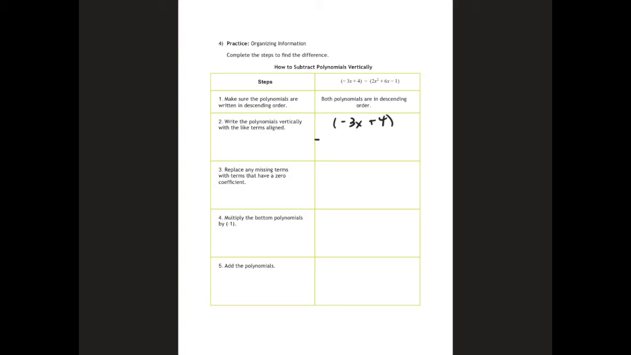so I'm just going to write it out here. I have 2x squared and plus 6x, so I can line it up with this minus 3x, right? Because those are like terms. And I have minus 1, which is a constant, and I can line that up right with this constant over here. So that's my subtraction problem aligned up.